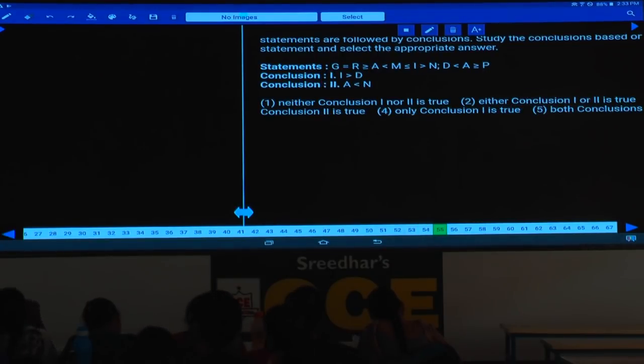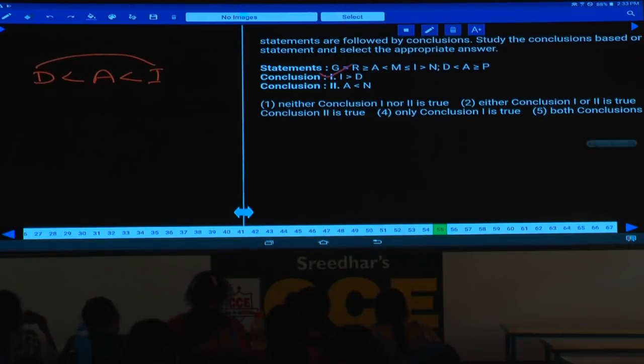Then question number 55. Now in this question number 55, the relation between I and D. I and D, what is the letter which is common here? A is common. Now the relation between A and I can be written as A lesser than I, and D and A, D lesser than A. D lesser than A lesser than I. Hence D lesser than I is true. I greater than D is also true.